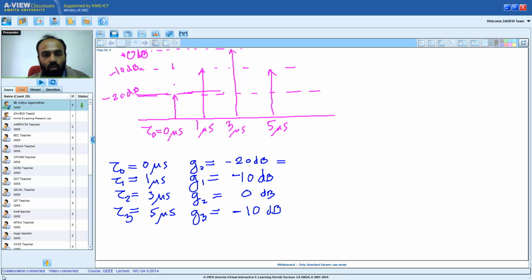Minus 20 dB is equal to, which means what is the linear value? Can someone tell me, corresponding to minus 20 dB, what is the power? Let me write the question over here.